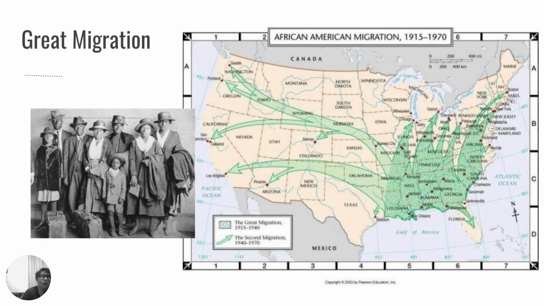So the Great Migration is happening as well. The Great Migration is going to be coming from the South into the cities. One side note is that it's not just going to northern cities. People are also moving from rural areas to urban areas in the South.